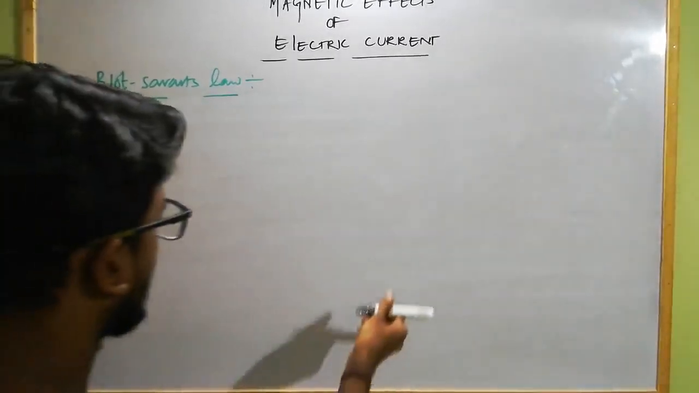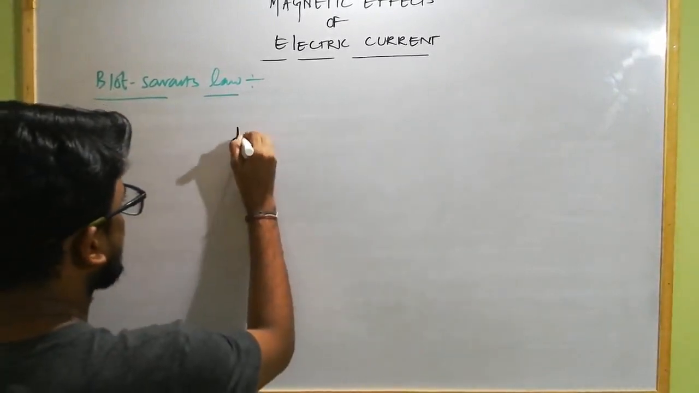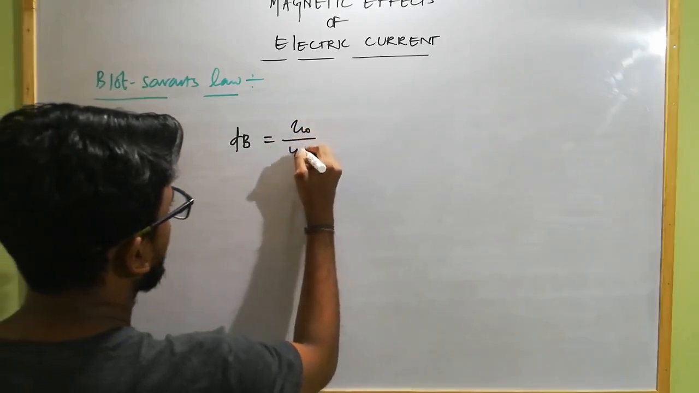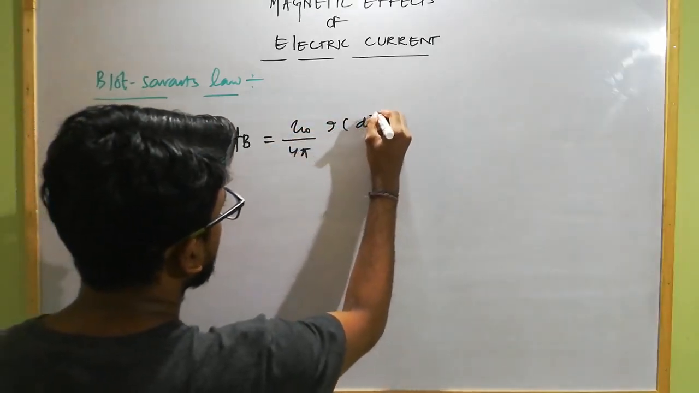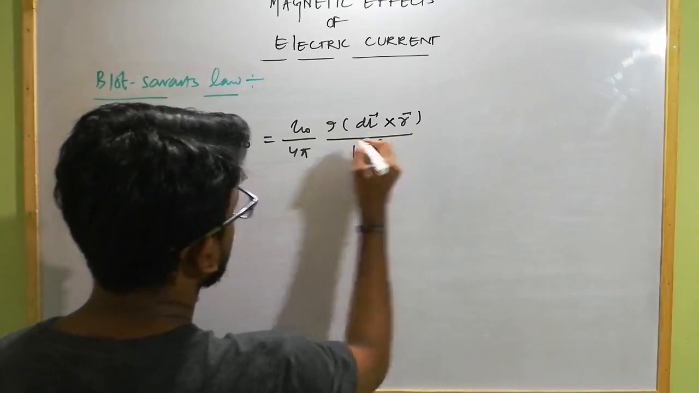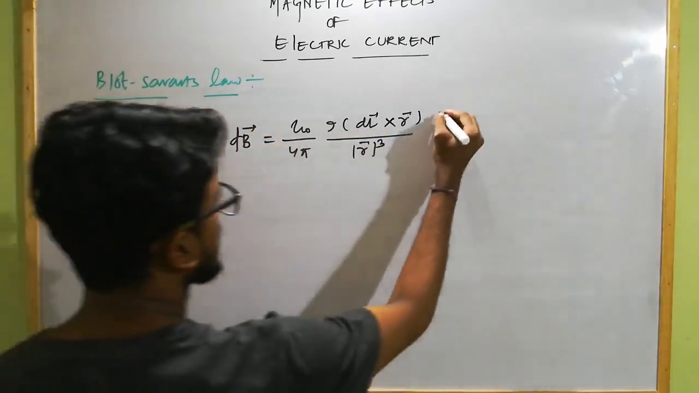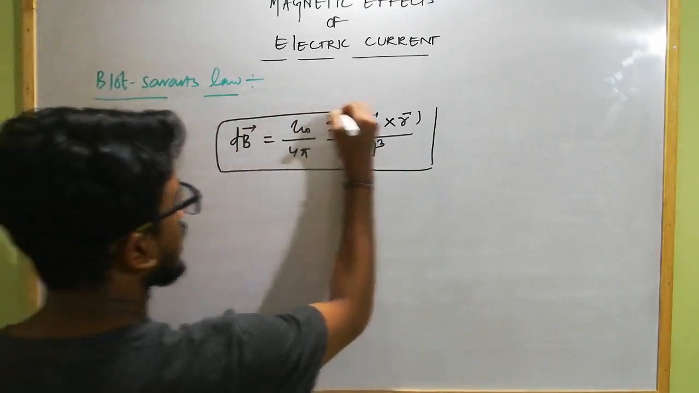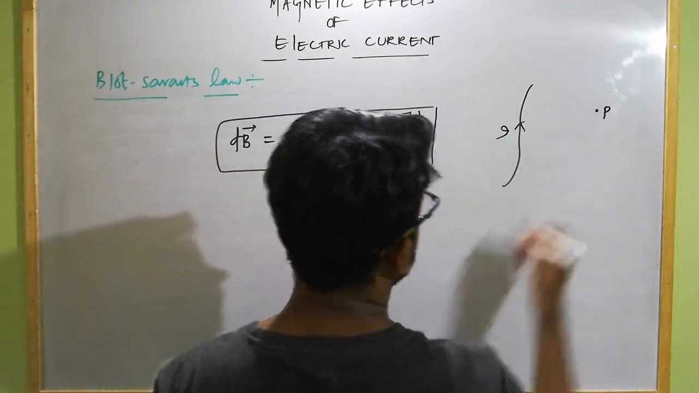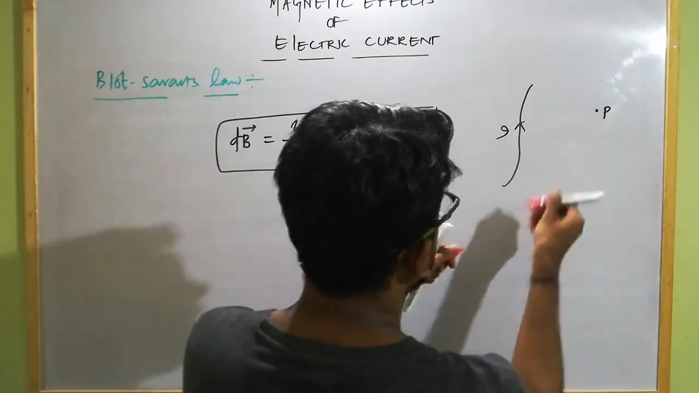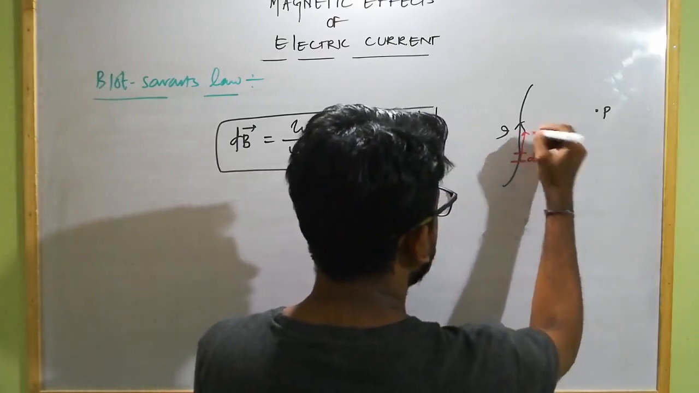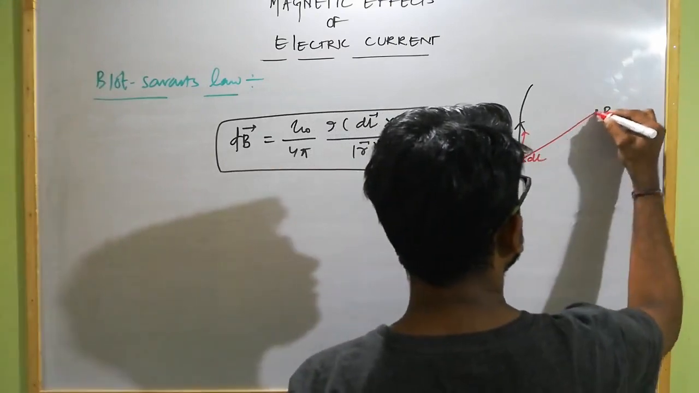So as we discussed, the magnetic field strength due to a current carrying conductor can be given as mu naught by 4 pi I into dl vector cross r vector divided by r vector mod cube. This is the expression for Biot-Savart's law, where I is the current. See, this is the current carrying conductor, carrying current I, and here is a point of observation P, and we are assuming a small current carrying element here of length dl, whose direction is always tangent to this place, and this is the position vector r vector.